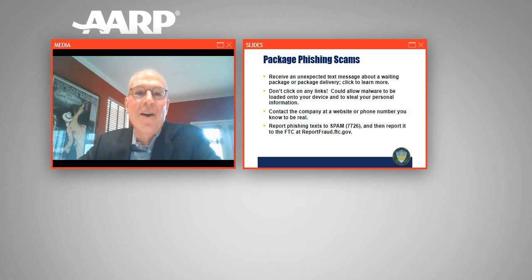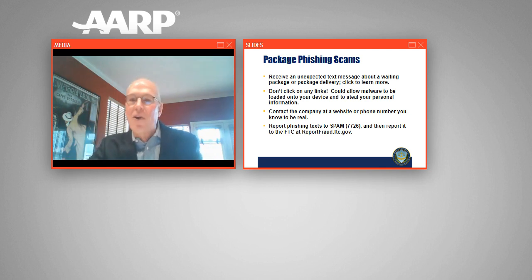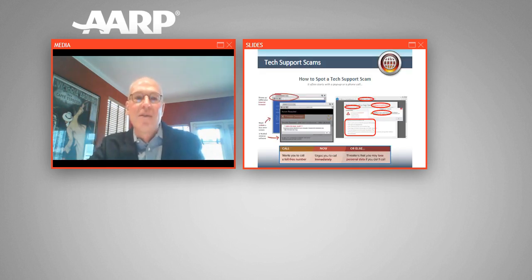As Jay talked about earlier, clicking on the links could allow malware to be loaded onto your device and put your personal information at risk. If you think the text message or email may really be real, then contact the company directly at a website or phone number that you know to be correct. Don't click on that link. And if it is a phishing text, you can report it to spam, which is 7726 on your phone, and then please report it to the FTC at reportfraud.ftc.gov. So tech support scams. Jay basically described how these work.